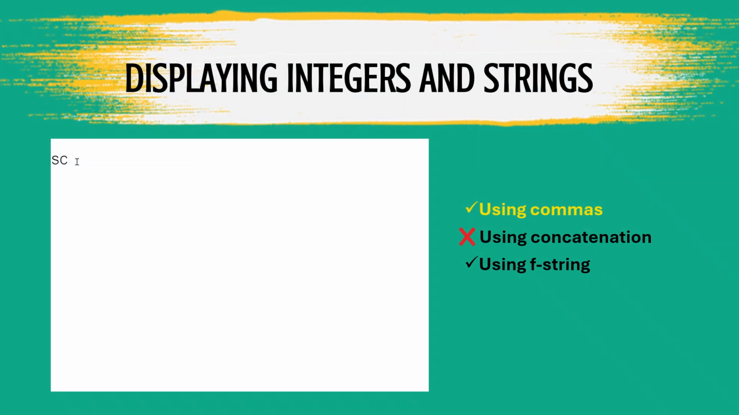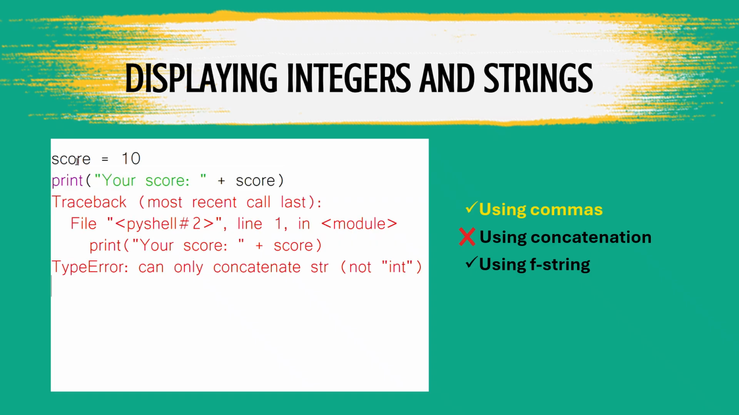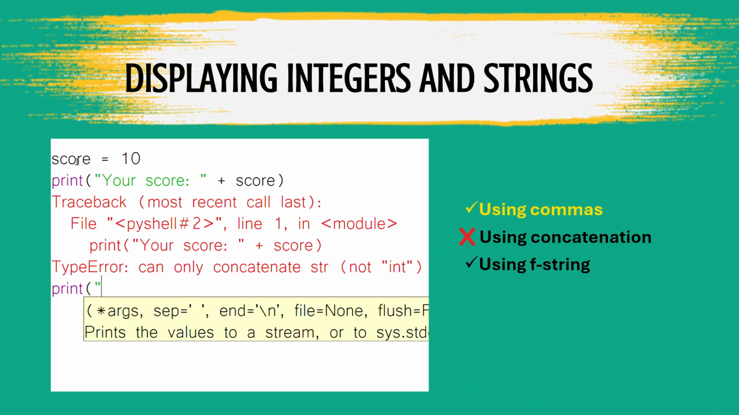Before we finish, there's one more useful thing to know. In the previous lesson, we learned how to concatenate strings using the plus operator. However, you can't concatenate a string and an integer directly because they are different data types. Instead, when you want to display both text and numbers together, you can simply separate them with commas inside the print function. Python will automatically display each value correctly without producing an error.